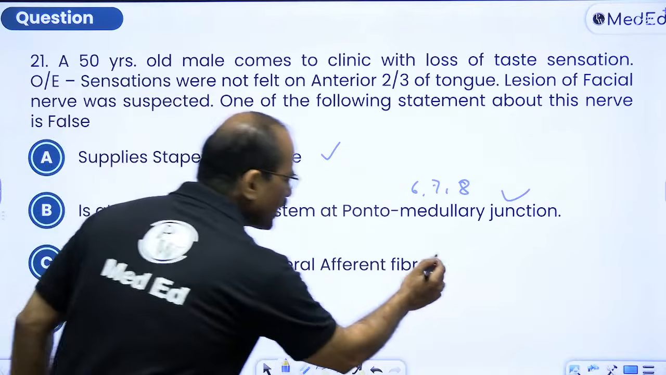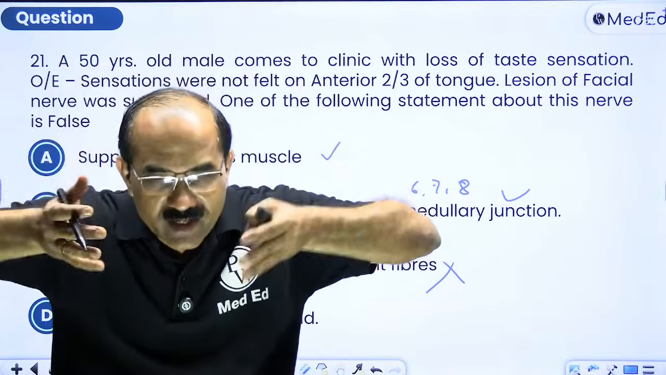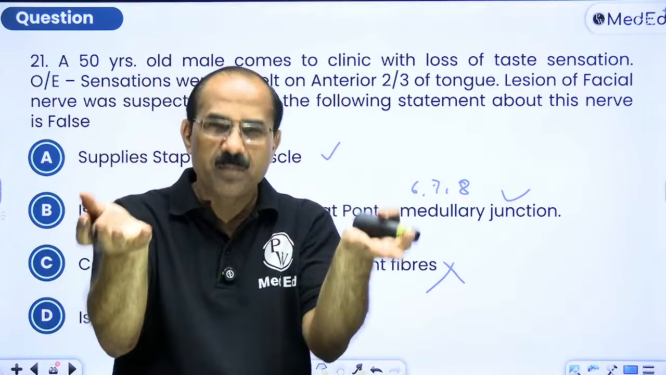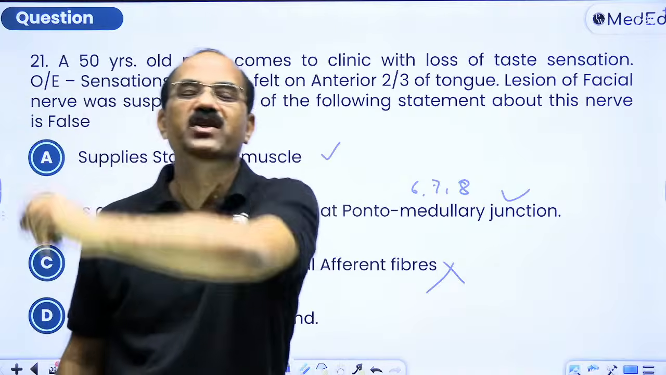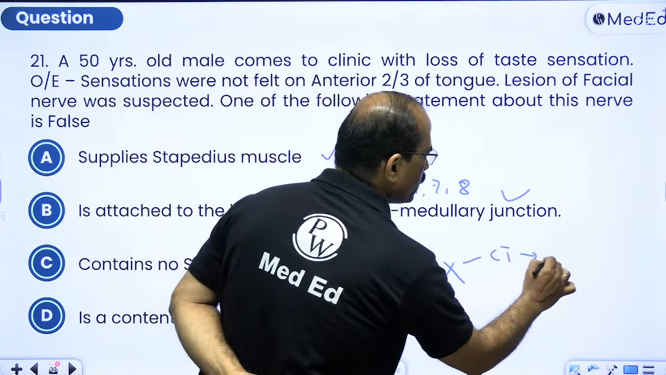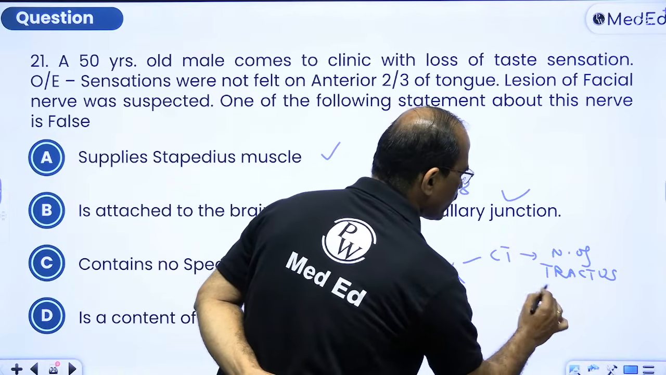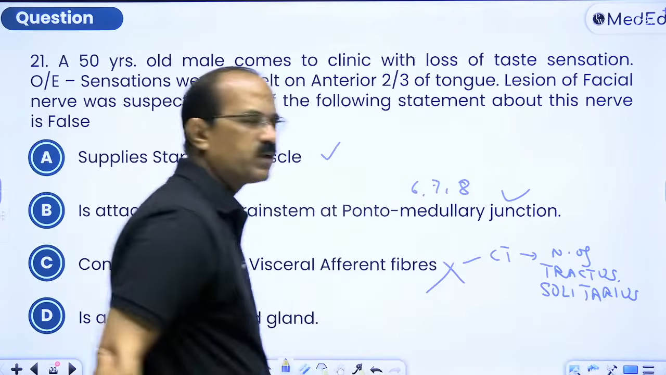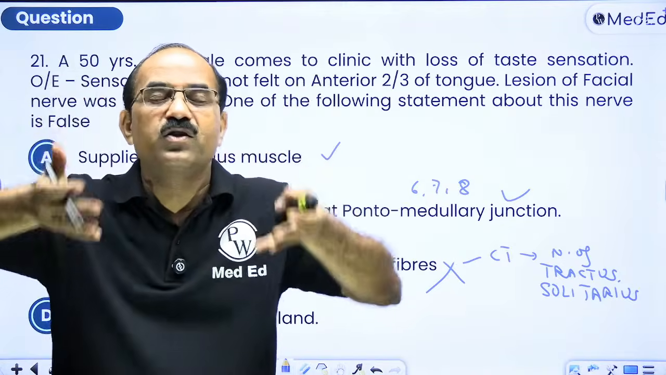That's wrong. The special visceral afferent fibers, they go from the tongue. Tongue से special sensations लेके जाती है chorda tympani, right? So special visceral afferent fibers होते हैं facial nerve में, and it is carried by the chorda tympani to the nucleus of tractus solitarius. So tongue याद रखना. Nucleus of tractus solitarius gets sensations from the tongue.